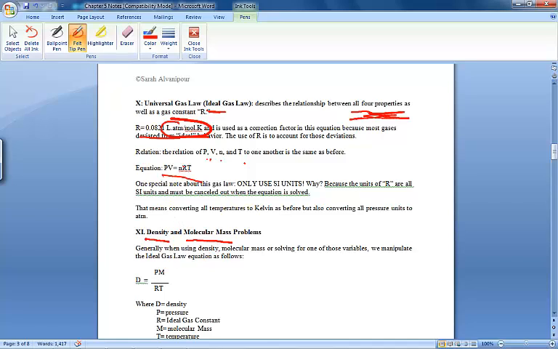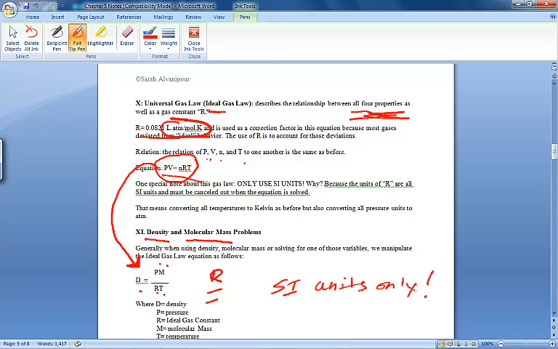And they do so by simply taking this equation, PV equals nRT, and making some derivations and making this new equation, where density is equal to pressure times molecular mass divided by R times temperature. Again, we're using R here, and where you have R, everything must be in SI units only. That is the key. Every time you see R, you should be using only SI units.